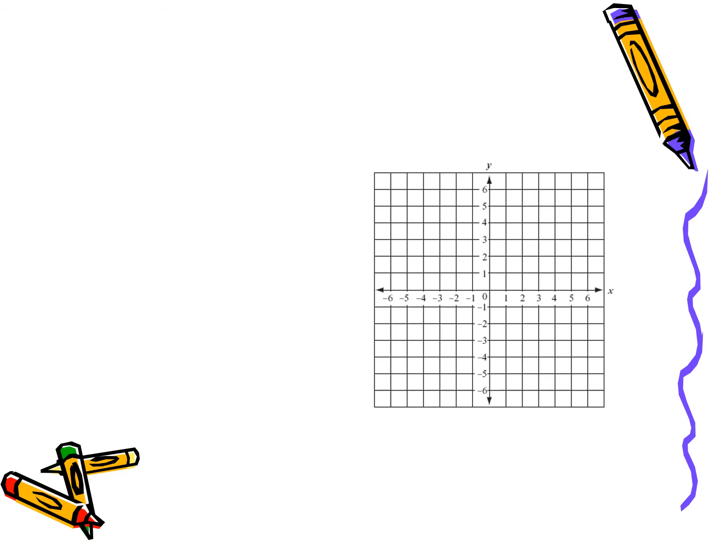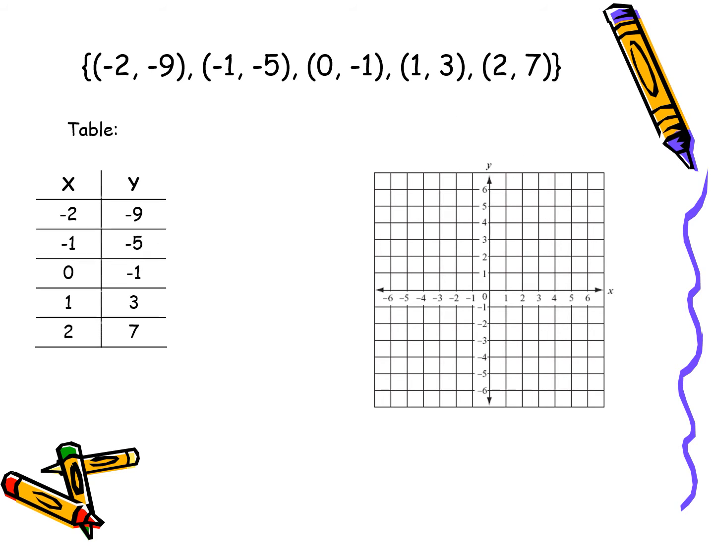We can also do this as a table. Again, we put the x values in the x column, the y values in the y column. And of course, we can graph this. So to graph -2, -9, I go to the left, -2, and go down, -9. Okay, but I started with 2, 7. I'm not sure why I started with 2, 7. And then 0, -1. What is that? 1, 3. I'm not sure why I'm doing it in any particular order. There's -2, -9. And there is -1, -5. And we can see from this graph that this would be a linear function.